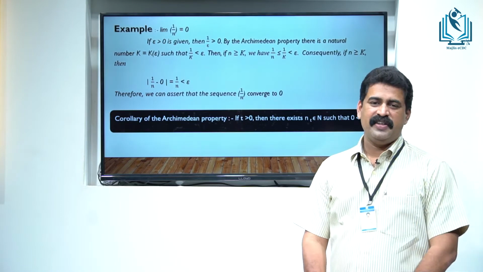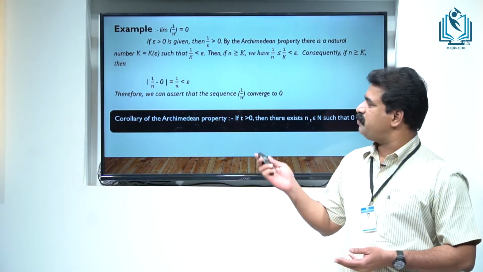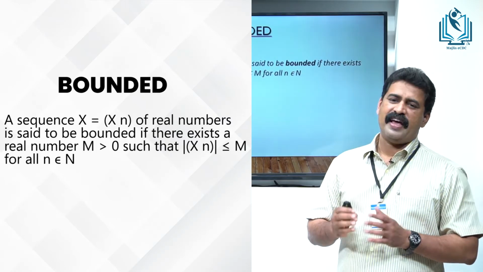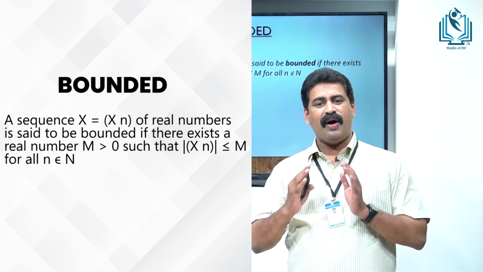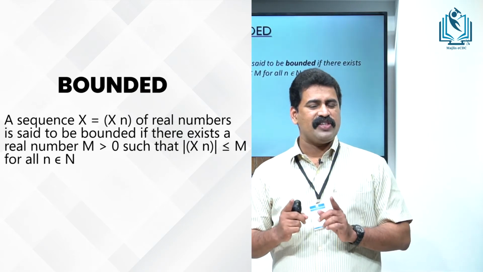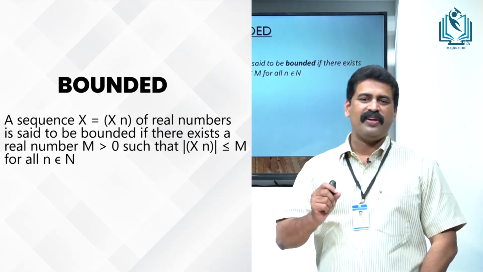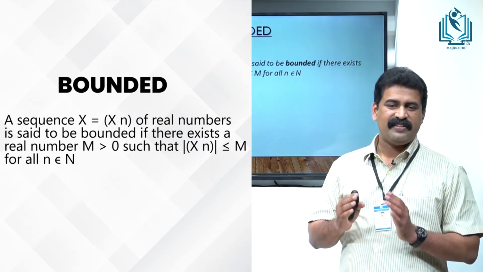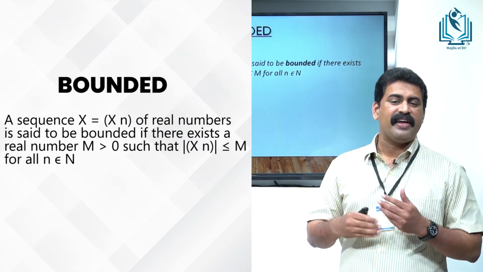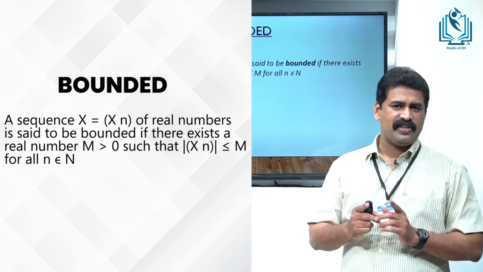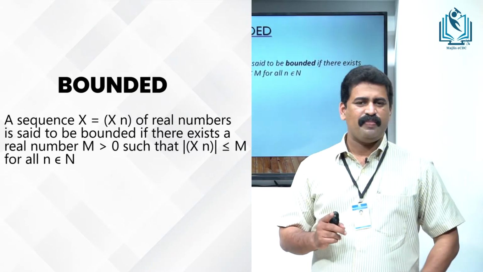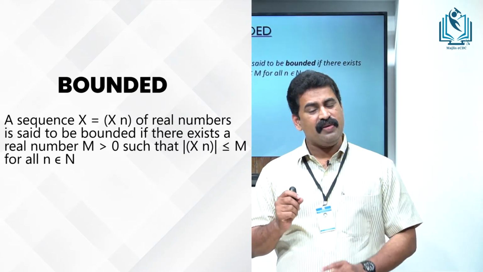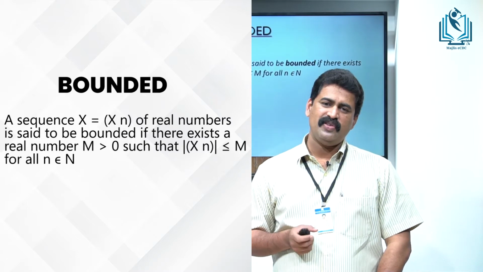Next, we have to discuss the concept bounded of a real sequence. A sequence X equals (xn) is said to be bounded if there exists a positive real number M such that modulus xn is less than or equals M for all n belongs to capital N. That is the definition of bounded of a real sequence.